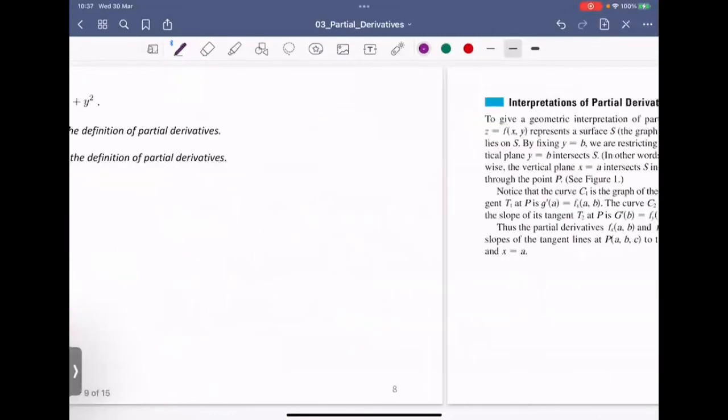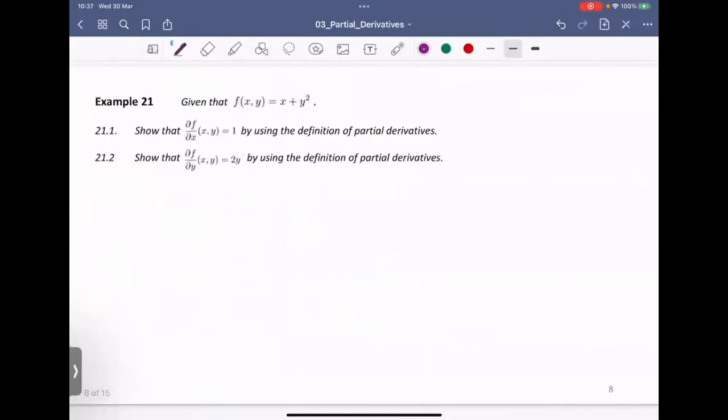All right, so let's talk about example 21. Some of you say, Ajahn, what if I don't want to use the formula? If you don't want to use the formula, you can use the definition, but it's a little bit harder. So I'm going to show you how to do it by using the definition. Okay, example 21 here, given that the function is here.